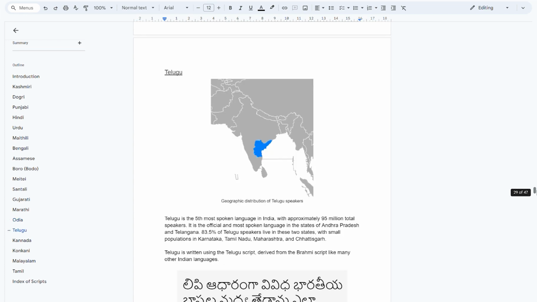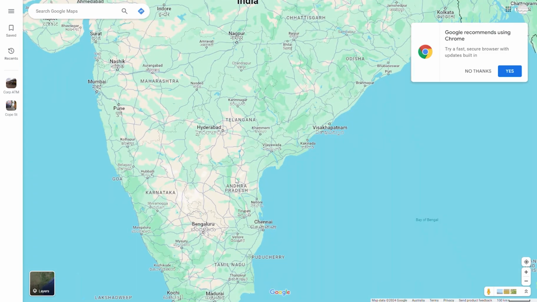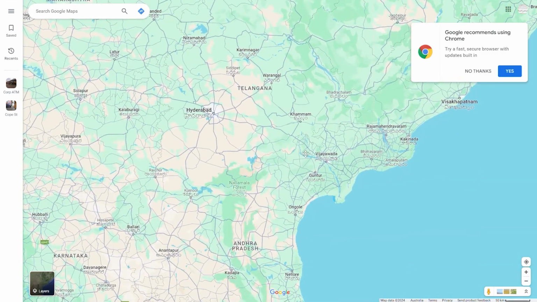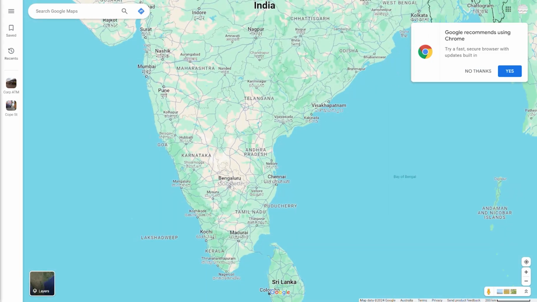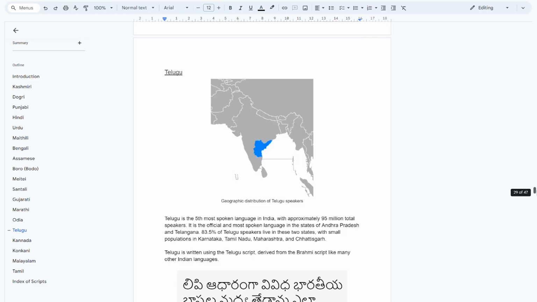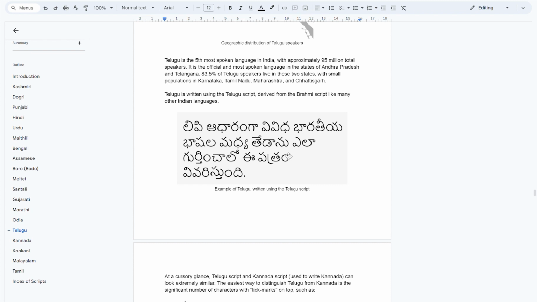Next we have Telugu. So Telugu is the 5th most spoken language in India. Again, almost 100 million people who speak it. It's the most spoken language in Andhra Pradesh and Telangana, and about 83% of Telugu speakers live in those two states. So if you see Telugu, click Telangana or Andhra Pradesh almost all of the time. So you can see there's Telangana and there's Andhra Pradesh. So if you see Telugu, click those two. Telugu is written using the Telugu script, which looks like this.